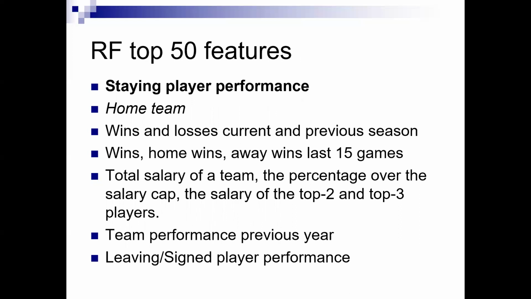So for this random forest, we had looked at the top 50 features. The most relevant feature was the performance of the staying players during the previous season. Also important, but a bit less, was whether the team was a home team. So there is a home team advantage according to this. And the rest of the top 50 most important features have relatively similar values and quite a bit lower than the first 2. And among these, we have wins and losses in the current and the previous seasons.